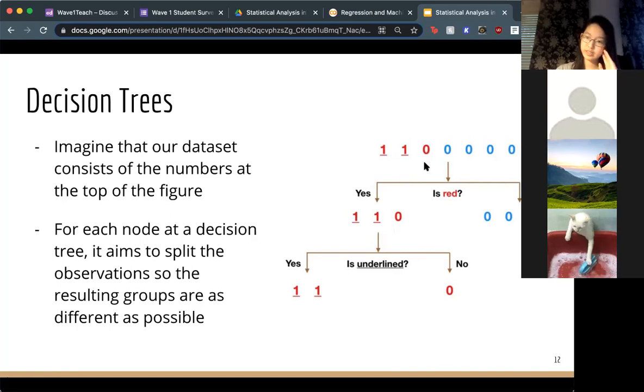So this is a very small data set, but even with this line of reasoning, you can see we've successfully sorted it into: here's a pile that looks like blue zeros, here's a pile that looks like red zeros, here's a pile that looks like underlined red ones. Those are splitting the groups into observations. And then these groups are basically as different as possible. That's what we wanted to do in the first place.